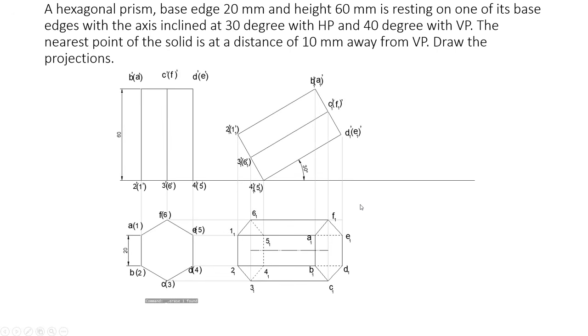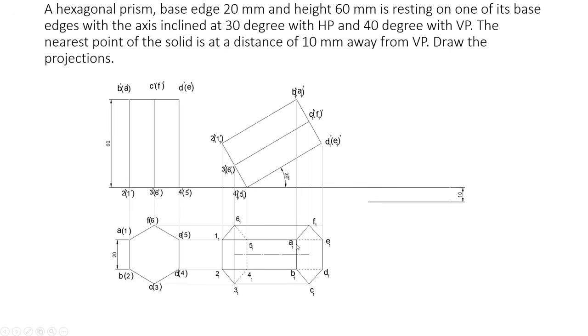Now draw the cross diagonals. You can get this axis here also, this face also, and this face. You draw cross diagonals, you can get the axis points. You connect that by using chain line, that is the axis.